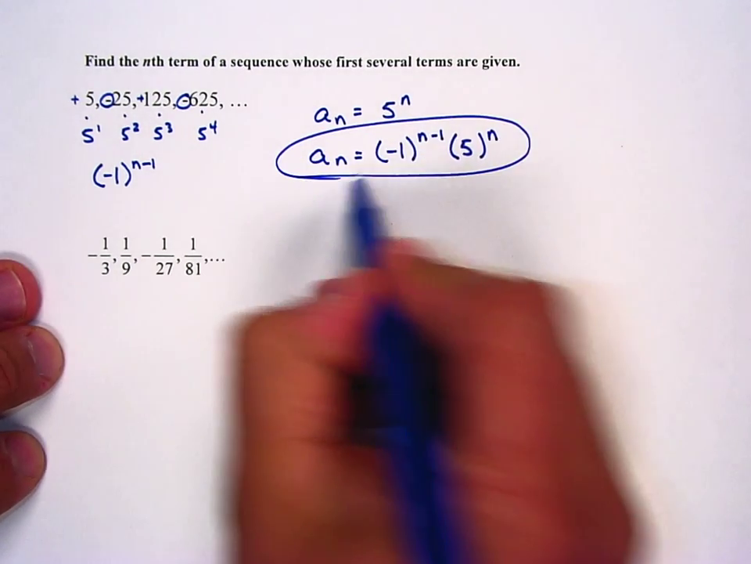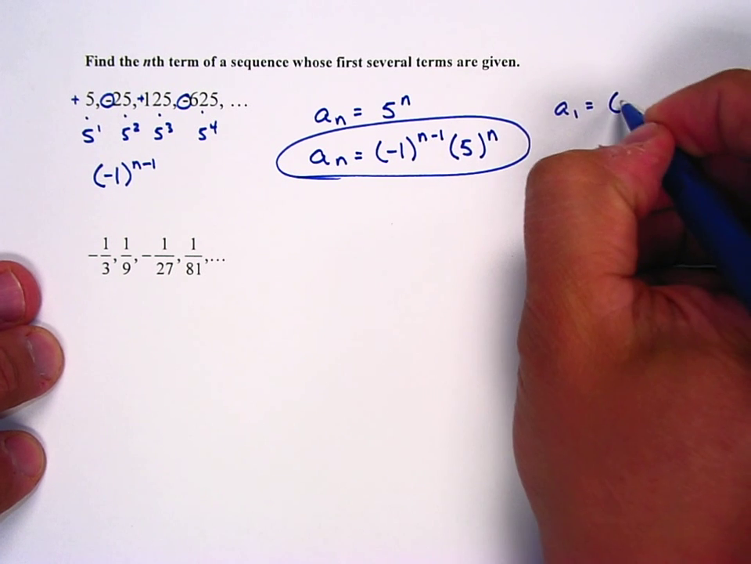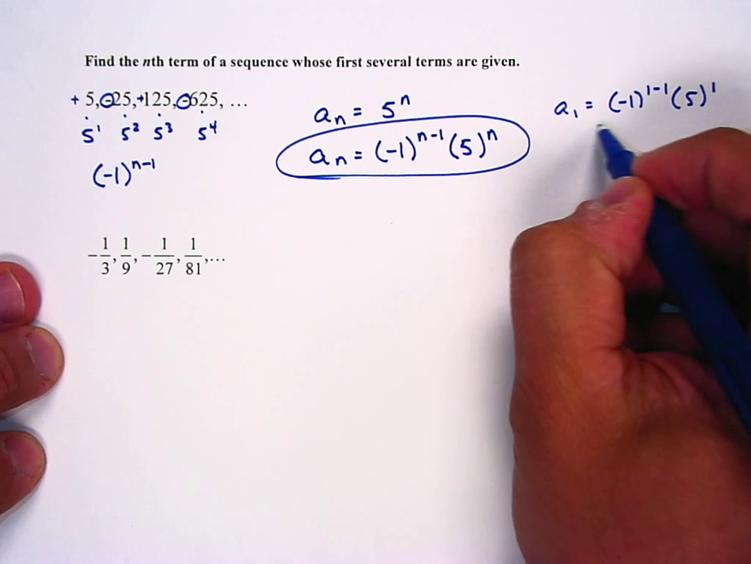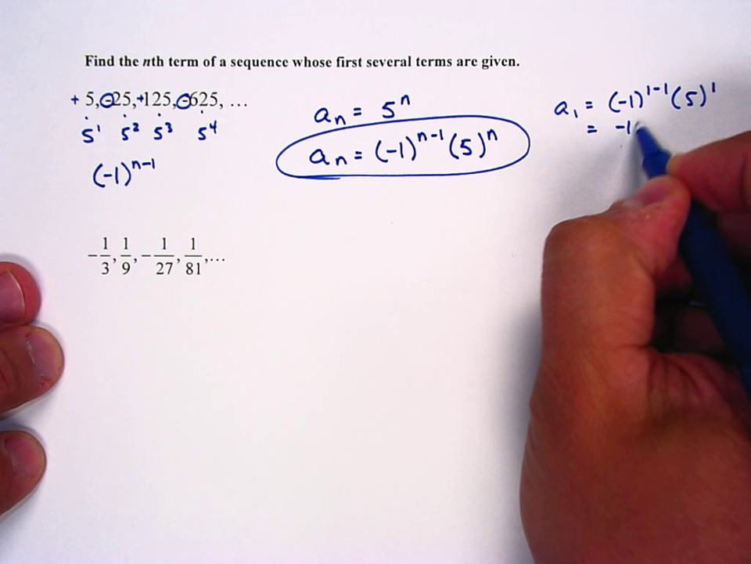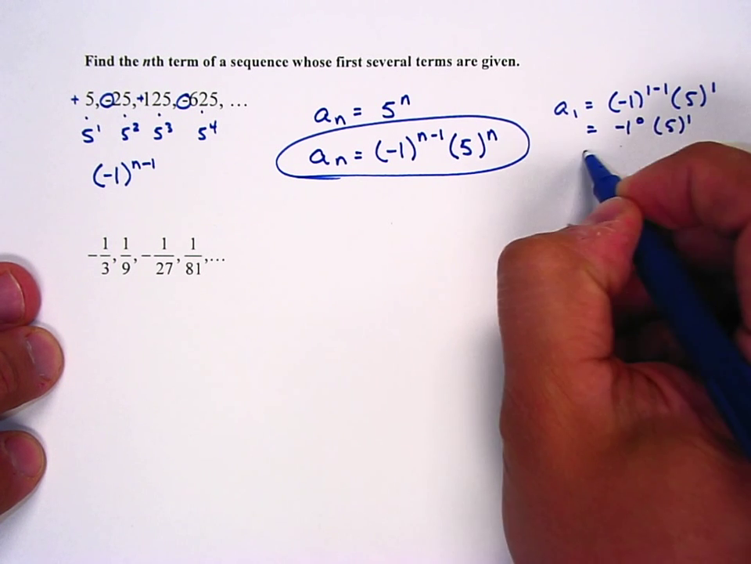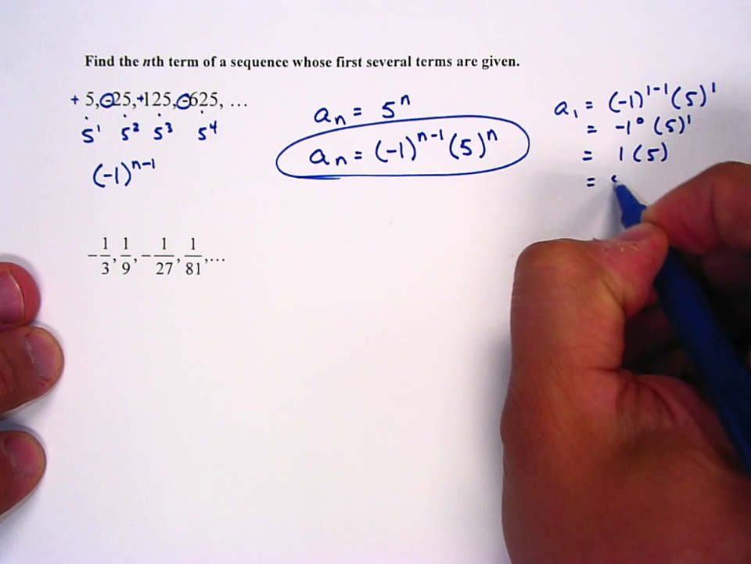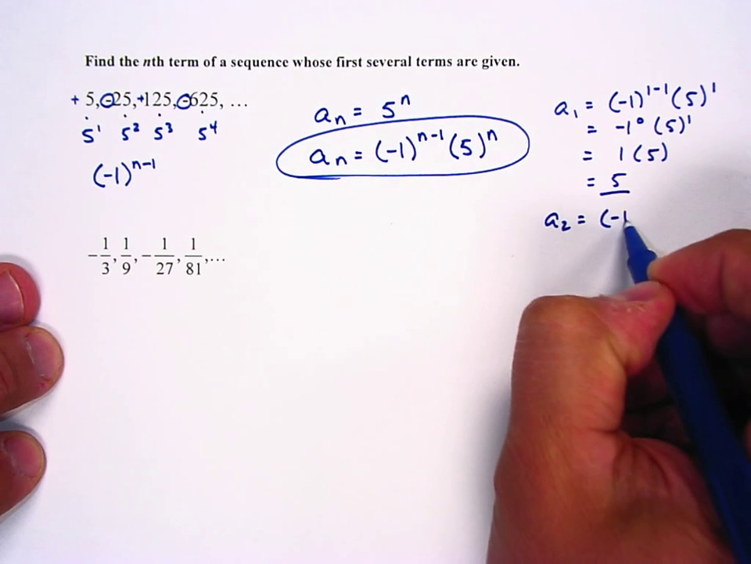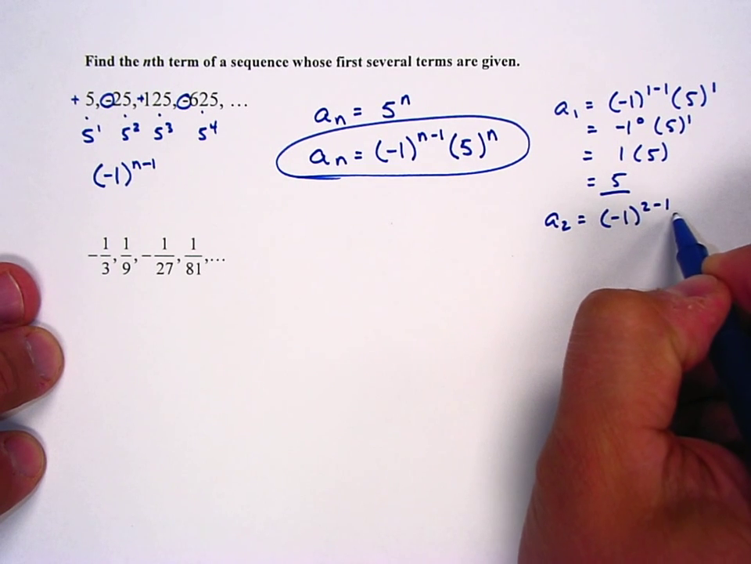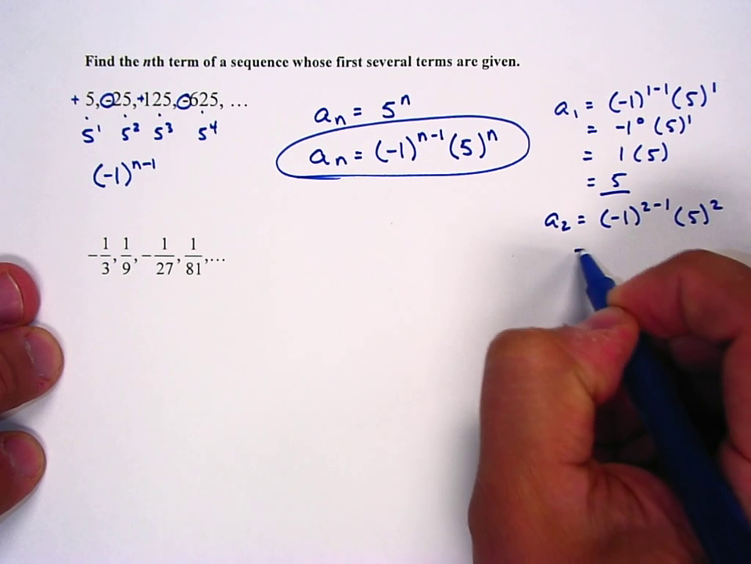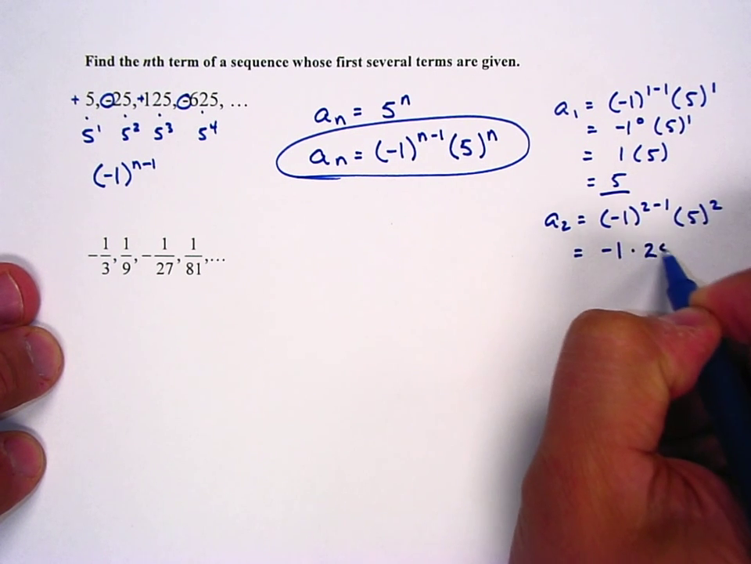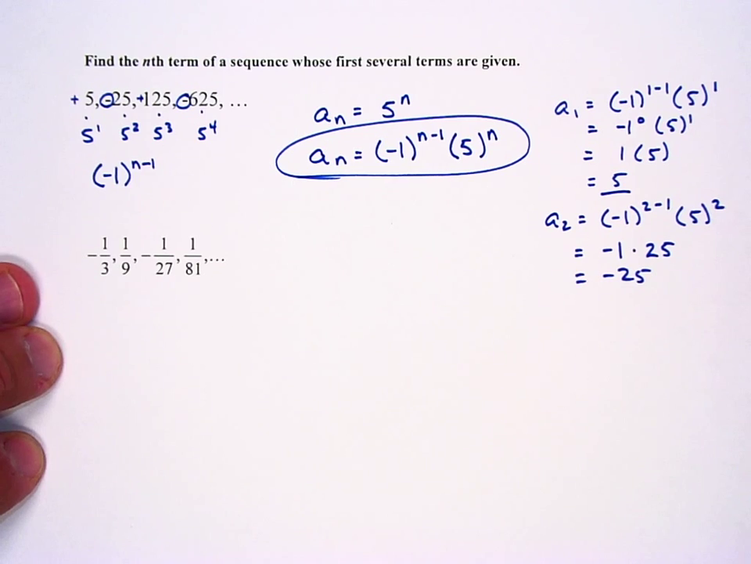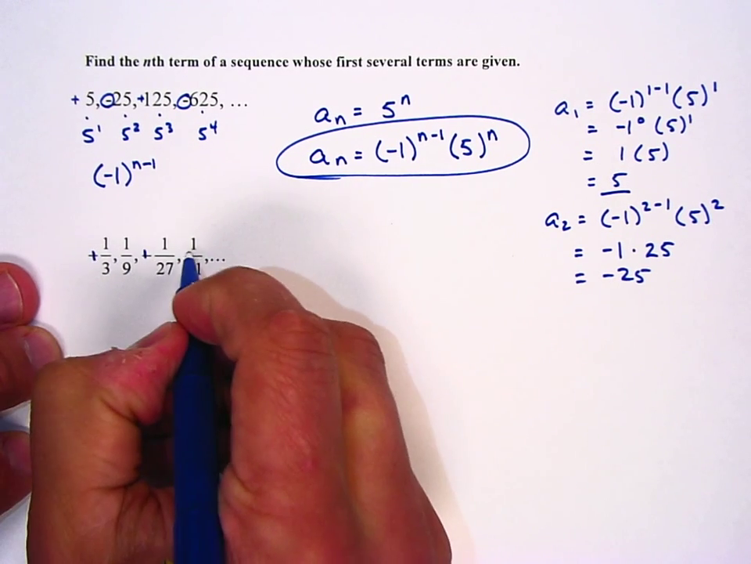Plug it in. See if it'll work for these. If I want the first term, I'm going to say negative 1 to the 1 minus 1 times 5 to the 1. 1 minus 1 is 0. That's negative 1 to the 0 times 5 to the first. That's 1 times 5 to the first, which is 5. That works. You could probably do the same thing for a sub 2. We're going to do negative 1 to the 2 minus 1 times 5 squared. That's going to be negative 1 times 25, negative 25. So that works out pretty well.